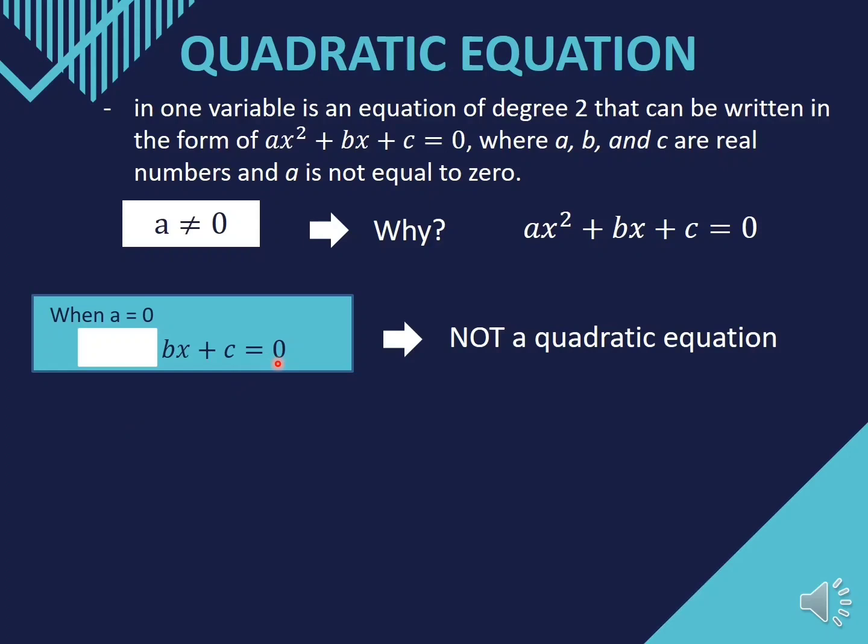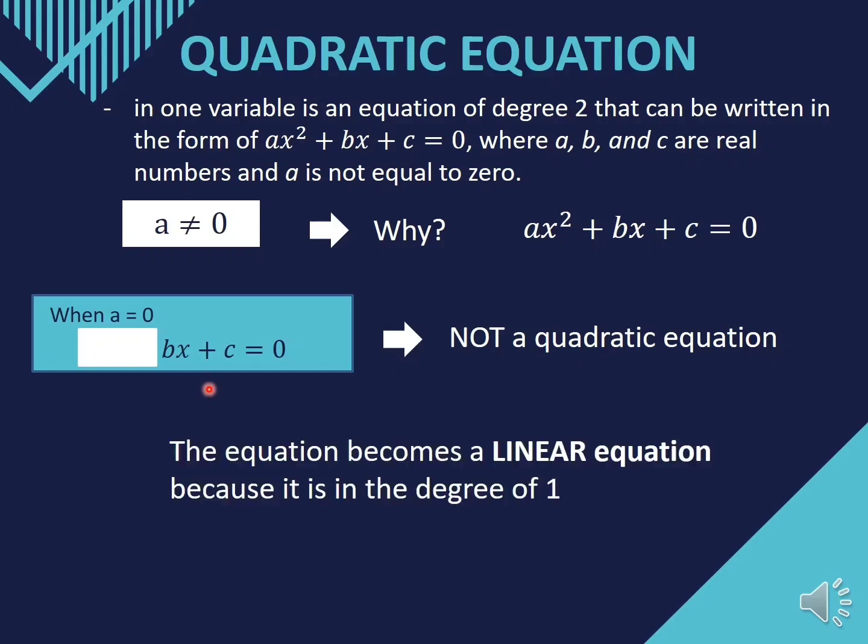So, is that a quadratic equation? bx plus c equals 0? No, it is not a quadratic equation because the highest degree will become 1. When the degree is 1, it is not a quadratic equation. The equation becomes a linear equation because it is in the degree of 1. So that is the reason why a should not be equal to 0. Always remember that.